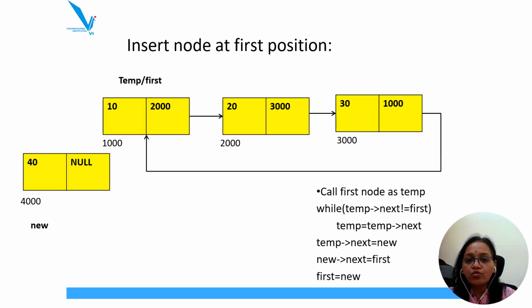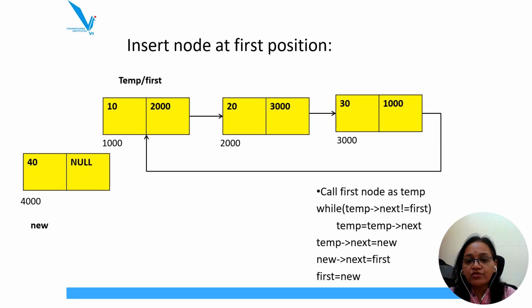Then insert a node at a first position. Now suppose I have a circular linked list in place. There are multiple elements, multiple nodes, and say 10, 20, 30. This is the circular linked list with these three nodes, and the new node is 40 at address 4000. And I want to add this 40, okay, as a first element in the circular linked list. Before 10, I want to add it. Okay. So what you have to do?